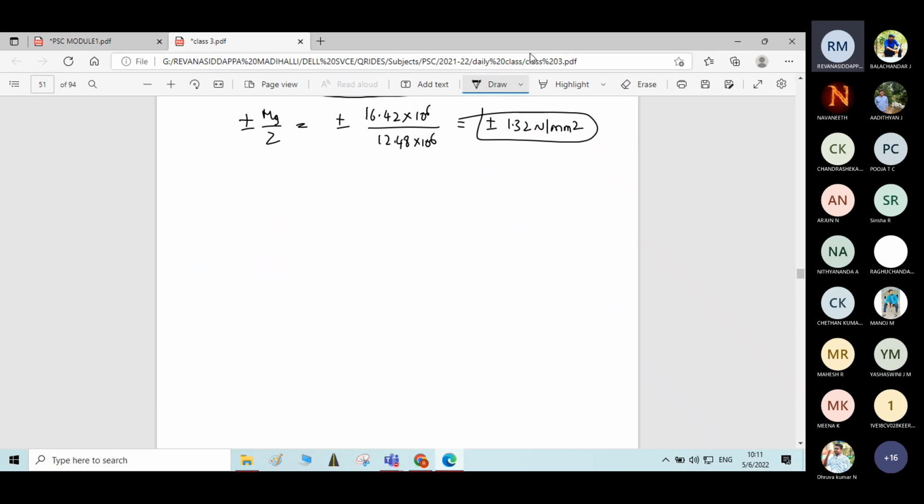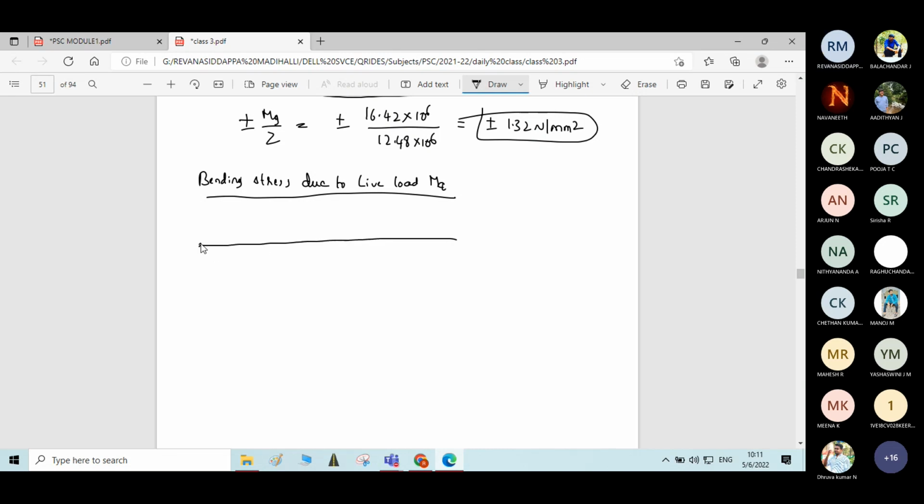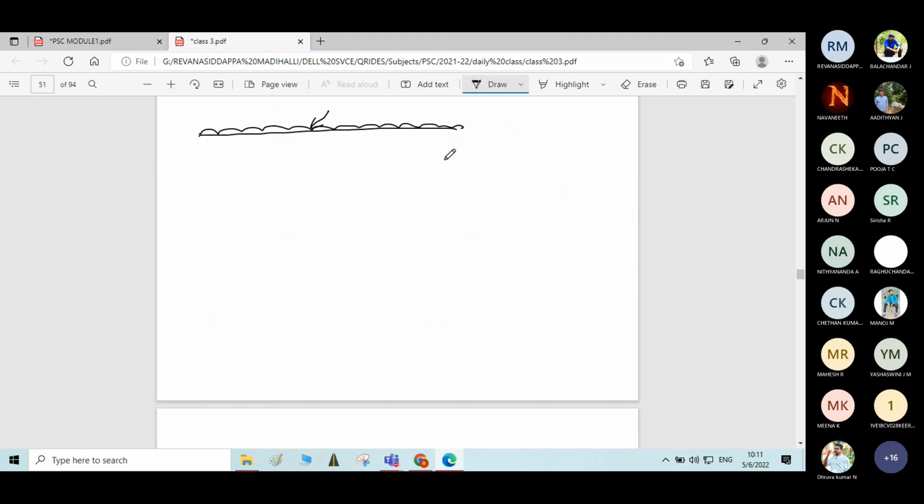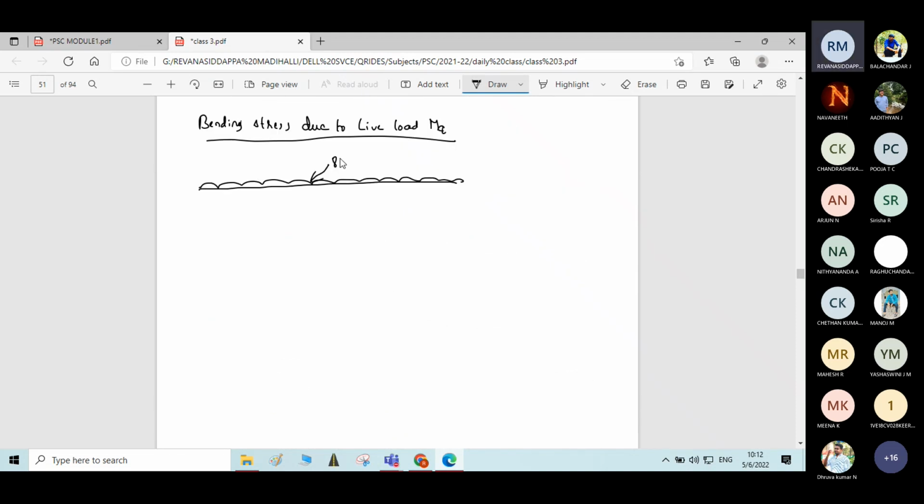Similarly, we have to calculate bending stresses due to live load, that is MQ. We know the intensity of the live load which is given in the problem. It is given as 8 kN per meter. Overall span is 8 meter, and we are interested to find the moment at 3 meter from the support.